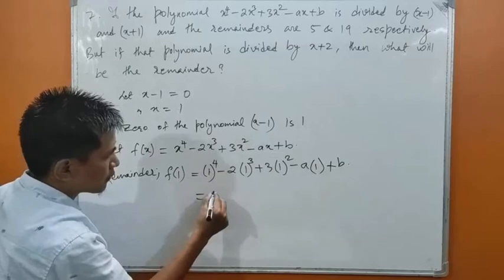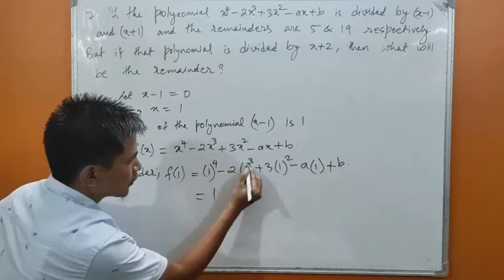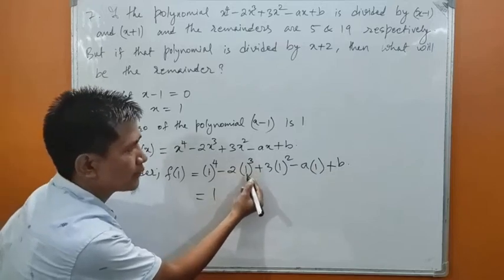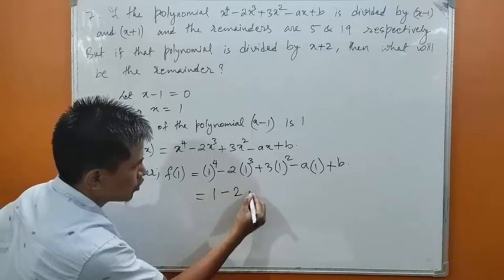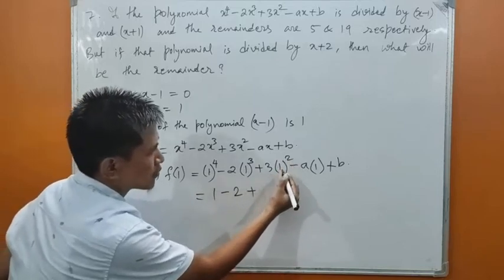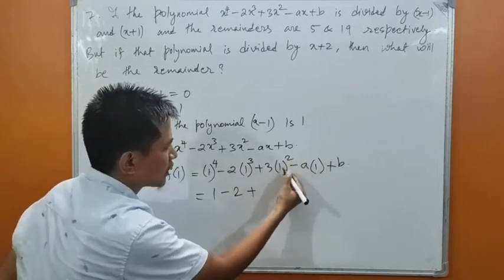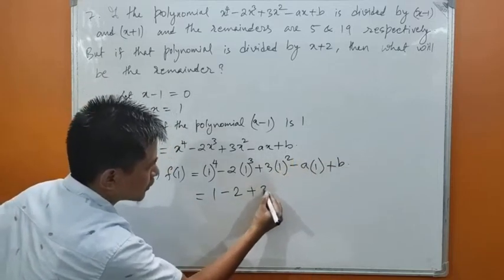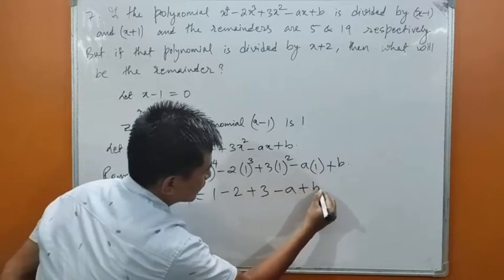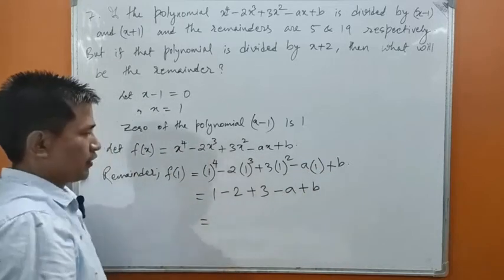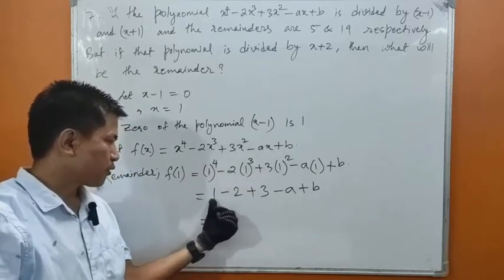1 to the power 4 means 1 multiplied 4 times, that is 1. 1 cube means 1 multiplied 3 times, that is 1. And 1 into 2 is 2, so minus 2. Plus 1 square means 1 into 1, 1 multiplied 2 times, that is 1. And 1 into 3 becomes 3. Minus a into 1 is minus a, plus b. Okay. Now we have 3 and 1, a positive number, plus 3 plus 1, 4.